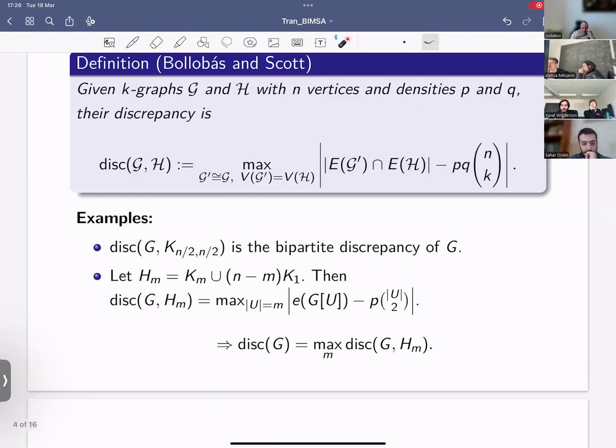And you can also see from this argument that any lower bound on the discrepancy of the pair G and S_m will give us a lower bound on the discrepancy of G. I think that's one of the motivations for studying the discrepancy of pairs of hypergraphs or of graphs.